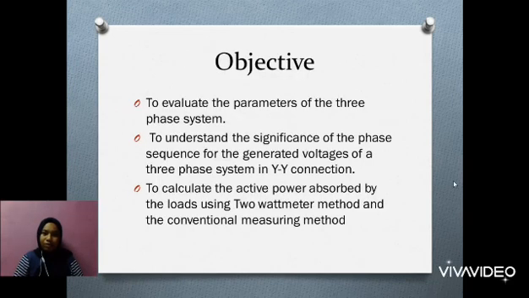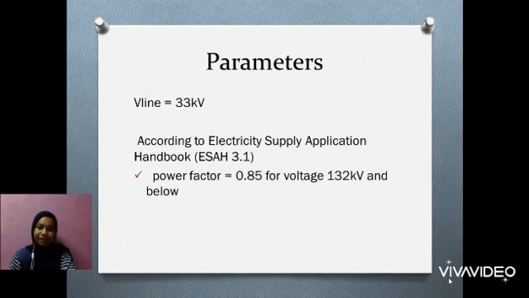The objective of this experiment is to evaluate the parameters of the three-phase system. Next, to understand the significance of the phase sequence for the generated voltages of a three-phase system in Y-Y connection. And the last one is to calculate the active power absorbed by the loads using the 2 watt-meter method and the conventional measuring method. Now, let's take a look at the parameters given.